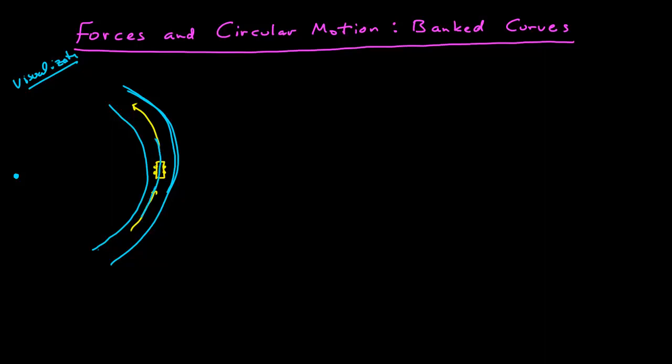And so I might draw an R vector from the center of this rotation out to where the car is. Okay, so that's one way to look at it. I want to look at this idea of the banked curve then. So if I look at the banked curve, this is horizontal to the ground, and my banked curve is now at a slope at some angle theta relative to the horizontal.